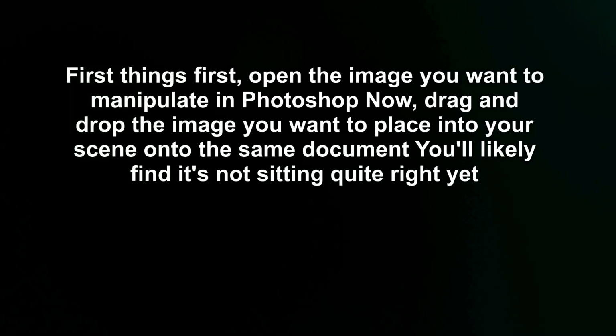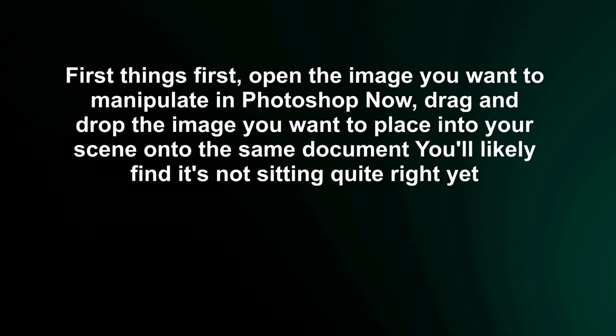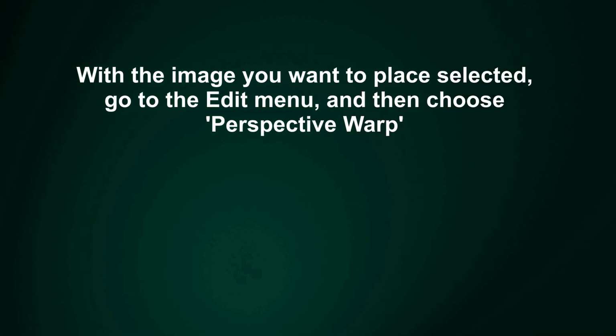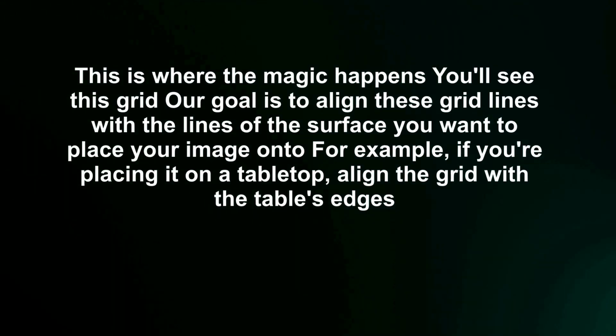Drag and drop the image you want to place into your scene onto the same document. You'll likely find it's not sitting quite right yet. With the image you want to place selected, go to the Edit menu, and then choose Perspective Warp. This is where the magic happens.